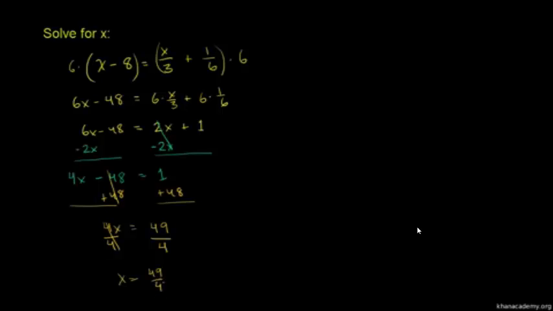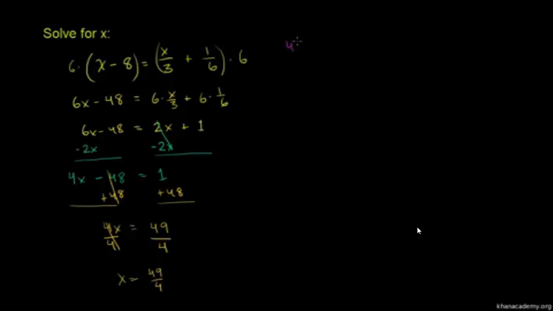Let's check to see whether 49 fourths is indeed the answer. So let's put it into the original equation. Remember, the original equation is what we have in green here, before we multiplied it by 6. But in theory, we should be able to put it into any of these steps, and the x should satisfy it. But let's do it in our original equation. So we have x minus 8.